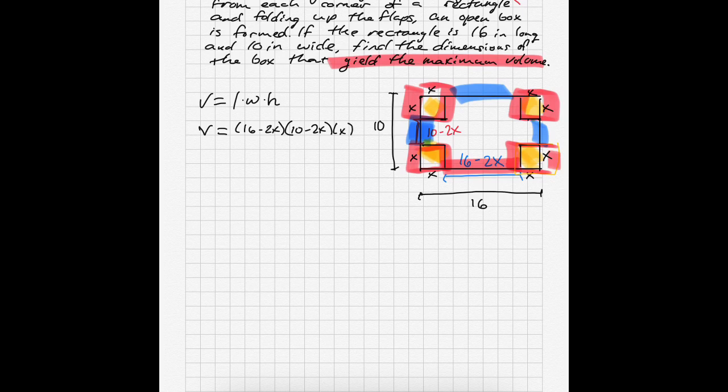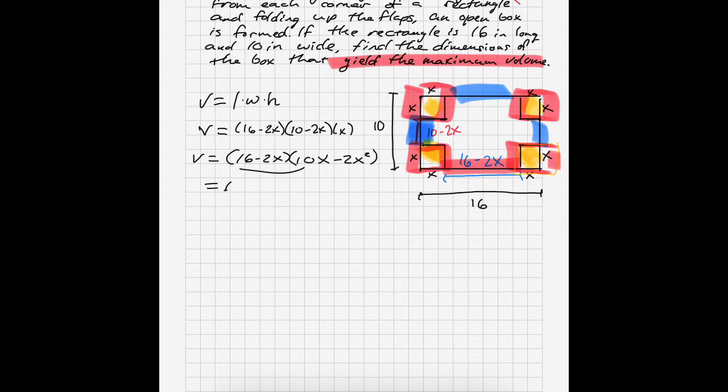So it looks to me like that's going to be my equation for volume. So the volume is x times 16 minus 2x times 10 minus 2x. So maybe I should distribute the x to one of these? So 16 minus 2x times 10x minus 2x squared.